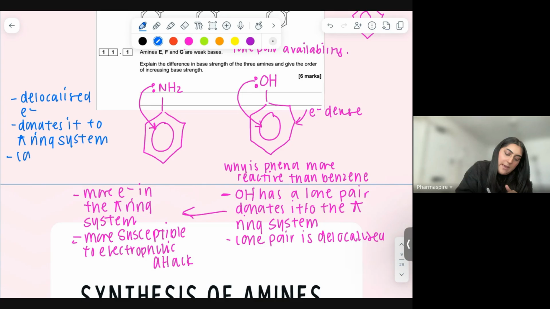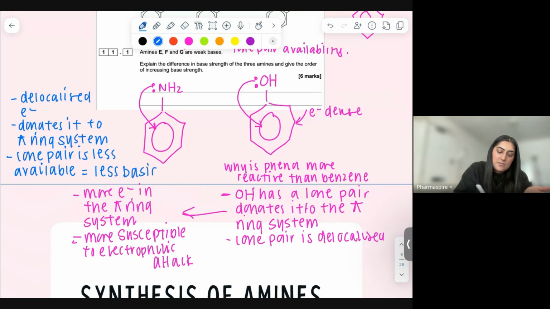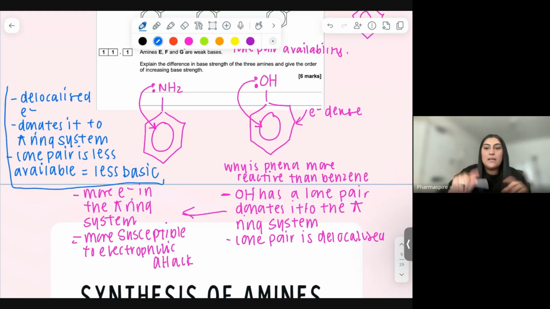So the lone pair is less available. Because remember, if it's a base, is it a proton donator or a proton acceptor? If it's a base. Okay. Right. So it needs a lone pair. It needs to take in the H plus, right? So if it doesn't have the lone pair, it can't act as a base to do that. Equals less basic. So that's basically what you need to say if they ask you a separate question.